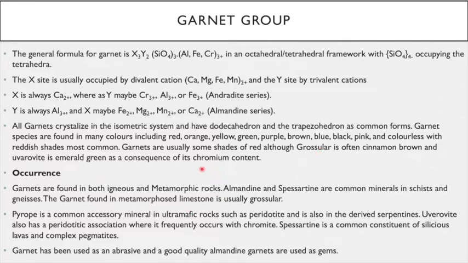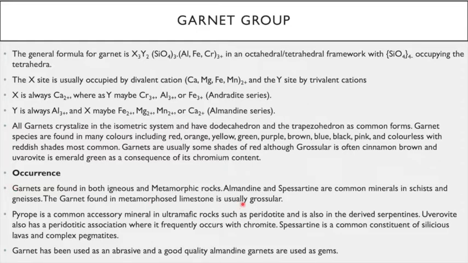So here the chromium is responsible for its color. Now let's discuss the occurrences where these gems are present. Garnets are present in igneous and metamorphic rocks, but they are most common in metamorphic rocks.